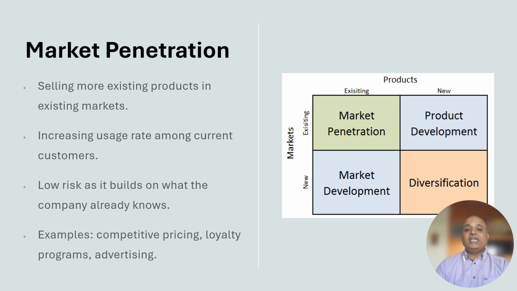First, encouraging more frequent purchases. For example, fast food chains like McDonald's use combo deals or limited time offers to get customers to buy more. Second, competitive pricing. Lowering prices can attract customers away from competitors. Think about how supermarkets constantly run discounts to increase sales.